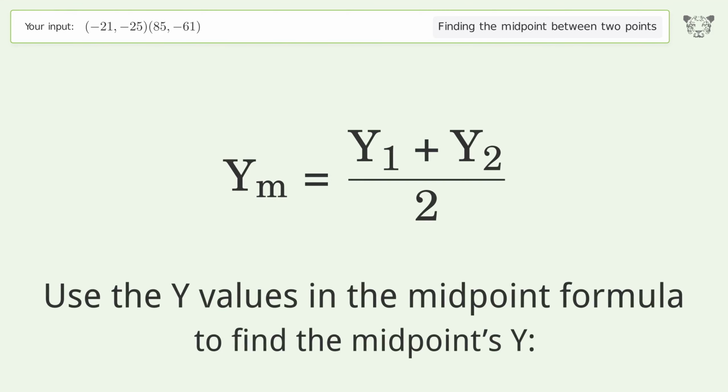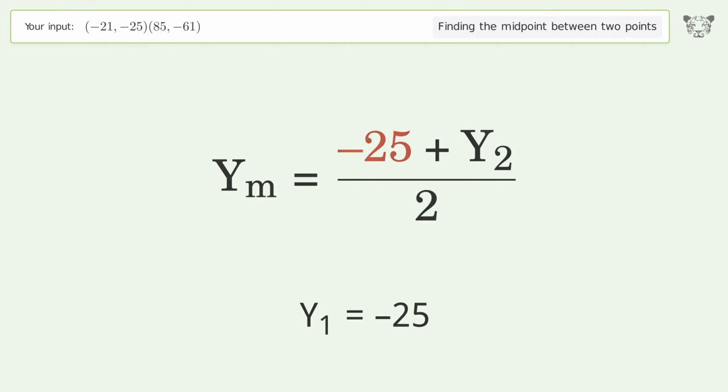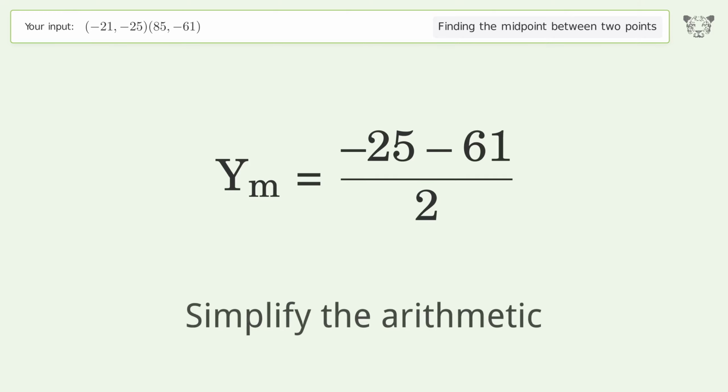Use the y values in the midpoint formula to find the midpoint's y. y1 equals negative 25. y2 equals negative 61. Simplify the arithmetic.